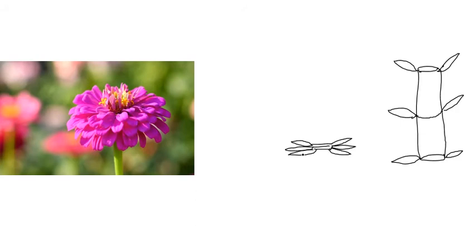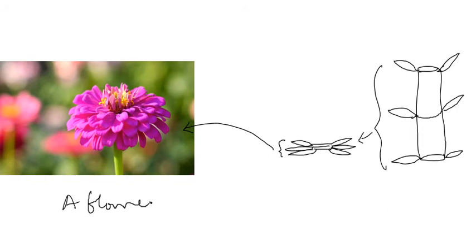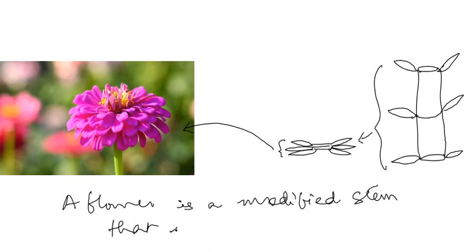Generally the leaves are green, but if these leaves are colorful, in that case they will take the form of a flower. So from here we can say a flower is a modified stem that is designed for reproduction.